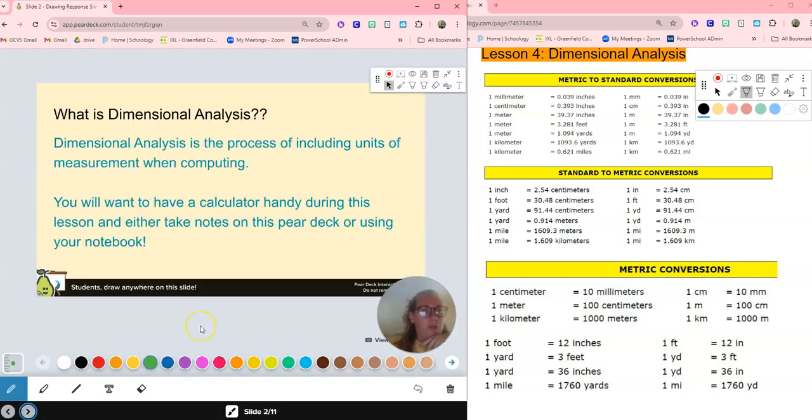Let's go to slide 2. What is dimensional analysis? Dimensional analysis is the process of including units of measurement when you're computing. So you are going to want to have a calculator handy during this lesson. And you can always take notes on paper, if that's easier. Just make sure you're sending me a picture of your notes or using the Peardeck notes. That works as well.